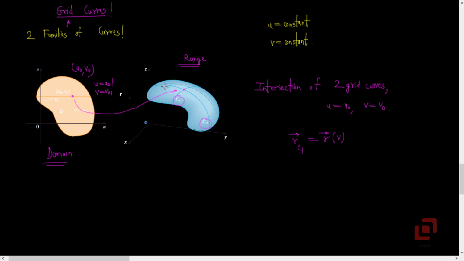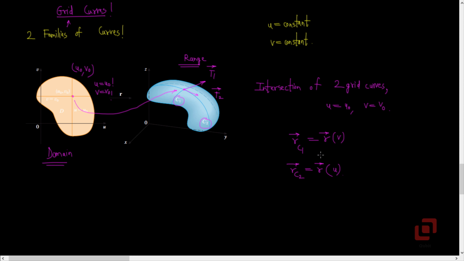And for the curve C2, which is the grid curve for which v is a constant, r bar is a function of u only. So at this particular point, we can now draw two tangents. The first one to the curve C1 and the second one to the curve C2. So let us draw the tangents. Let's call them T1 bar and T2 bar respectively.